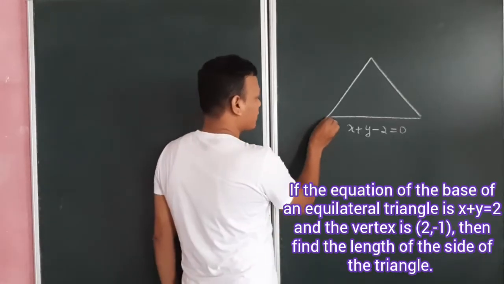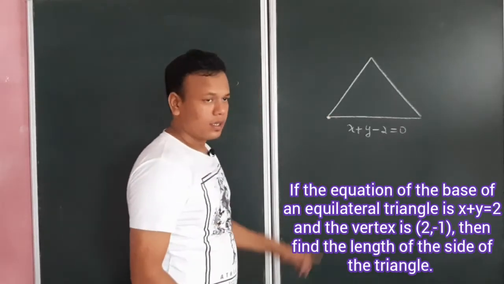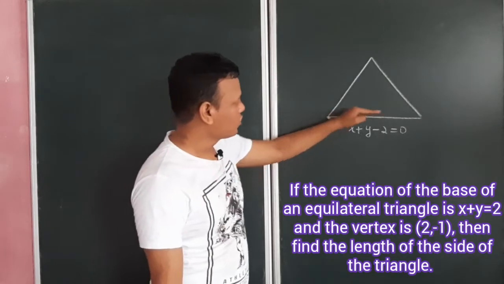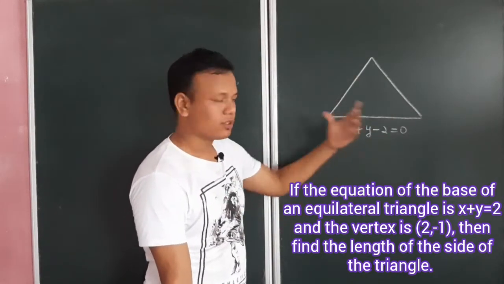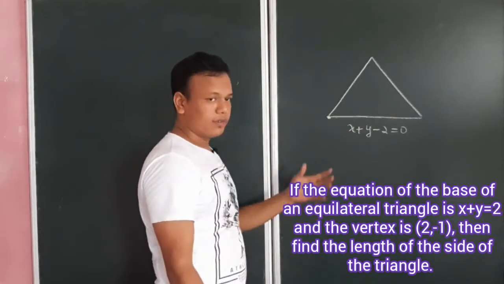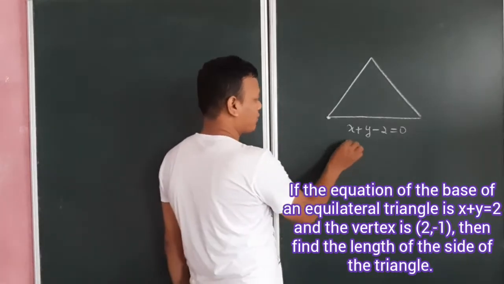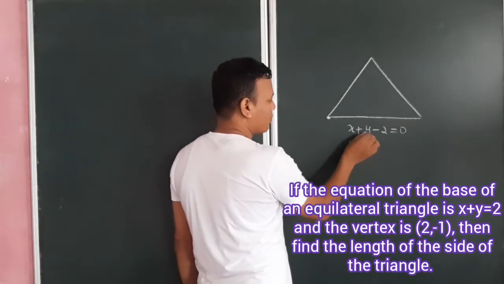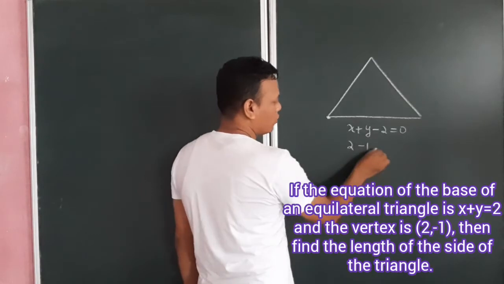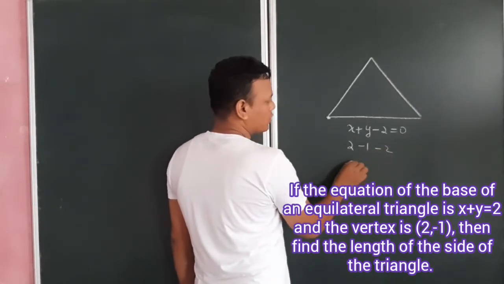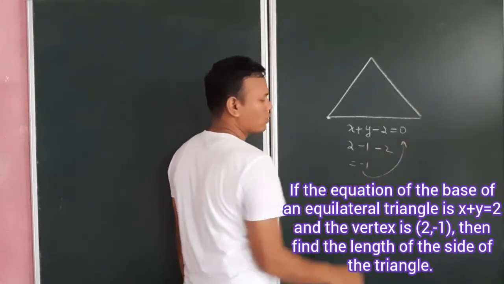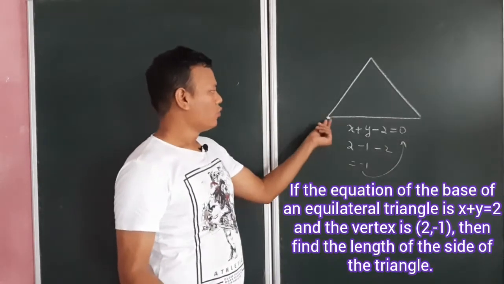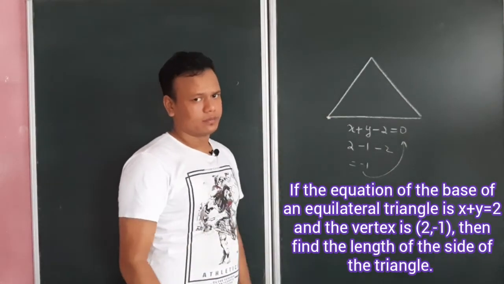Now if I take this as 2 comma minus 1, then this 2 comma minus 1 lies on this line. So that means this equation must be satisfied. Okay, so let us see whether this is satisfied or not. So instead of x I am writing 2 and instead of y I am writing minus 1. So we have, how much is this? Is equals to minus 1. Is this turning out to be 0? No, right? So that's why 2 comma minus 1 cannot be here.